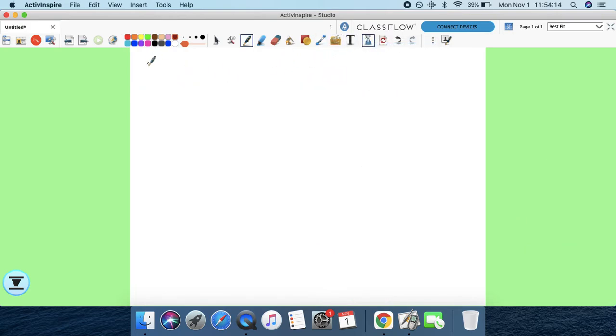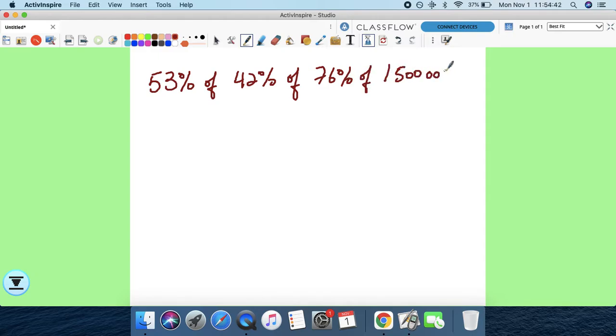Problem 2. So we have 1.5 million, 76% of them are voters. Out of the 76%, 42% voted in the recent election. Out of the 42%, 53% voted for the mayor, the winning mayor. So basically, this is what we have: 53% of the 42% of the 76% of the 1.5 million is the part that we're interested in. So how many people voted for the winning mayor?